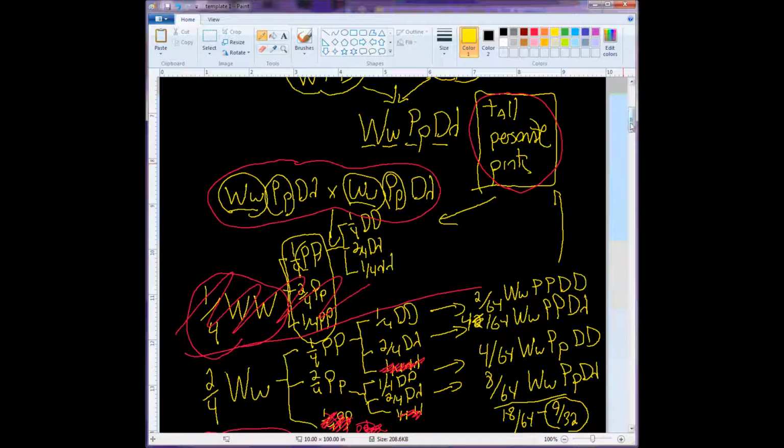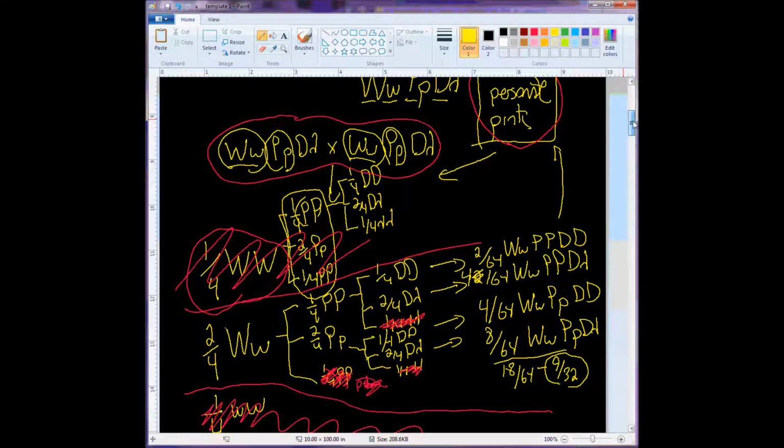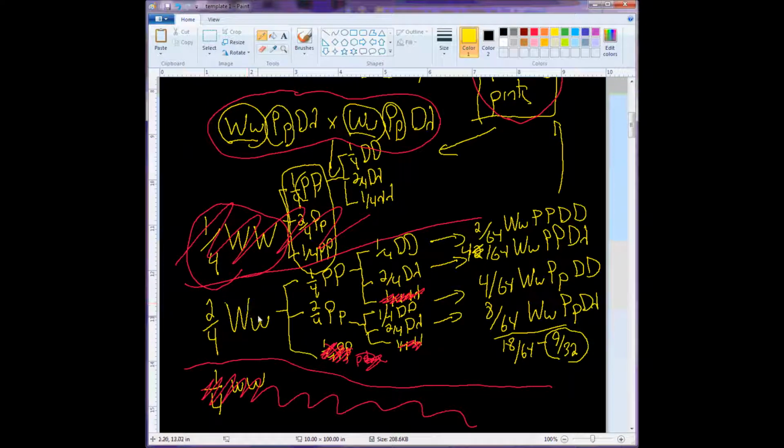So, okay, that was kind of a long problem, but we were able to take a shortcut just by focusing in on those particular genotypes we needed to see in the progeny of that cross.